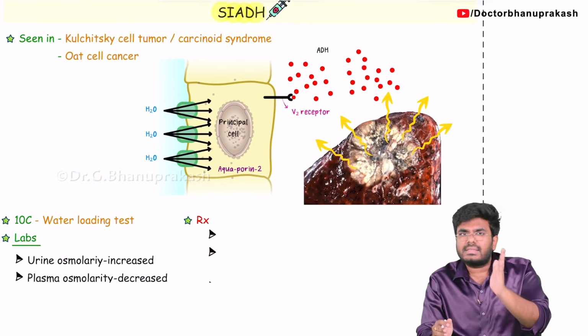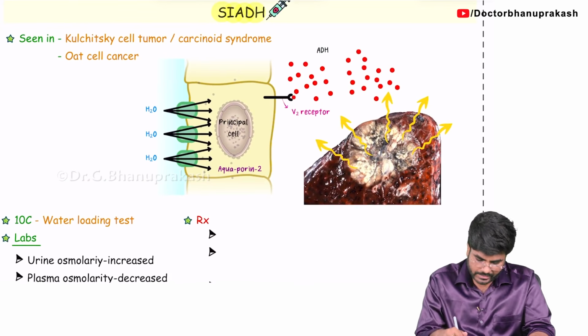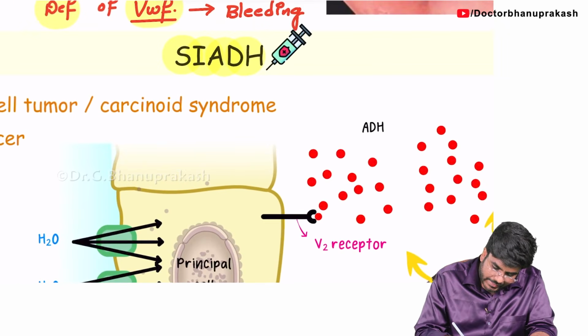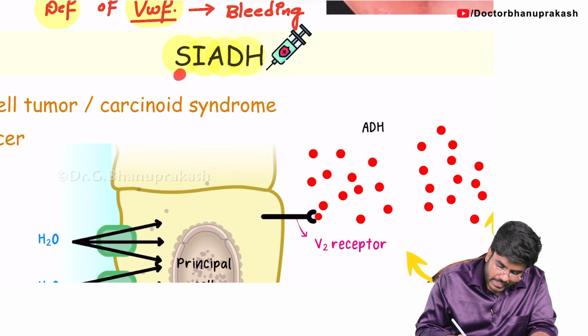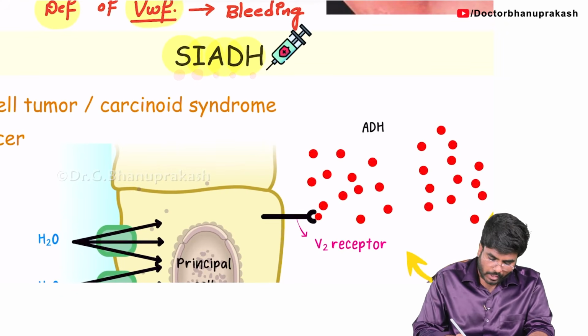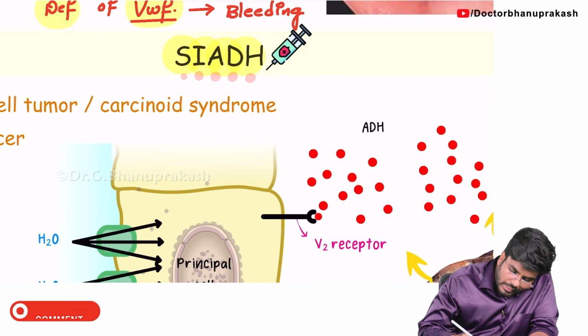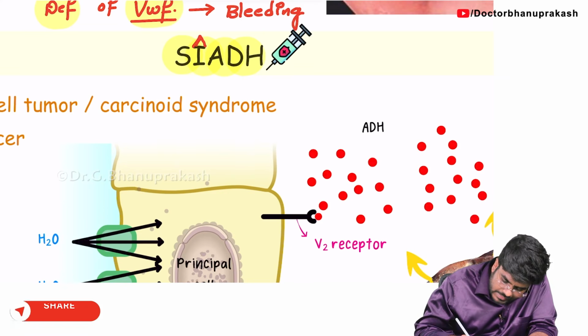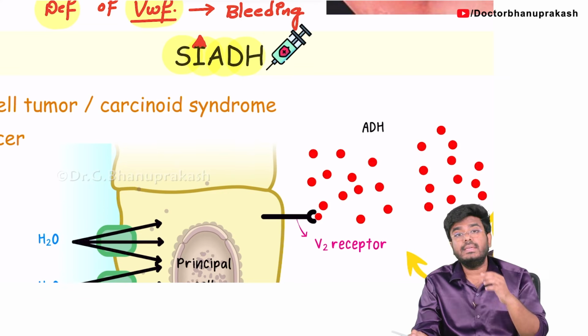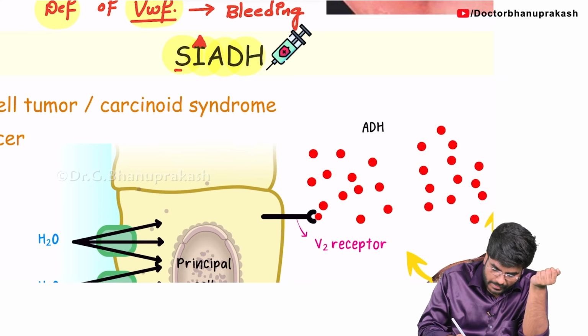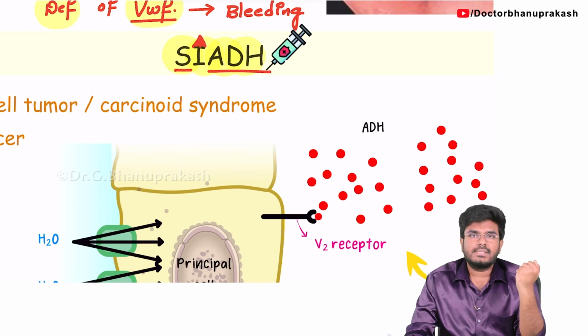Now, let's see what exactly is this SIADH. Exactly opposite. Exact opposite to DI, diabetes insipidus. What is the full form of SIADH? Syndrome of inappropriate ADH synthesis. Syndrome of inappropriate antidiuretic hormone synthesis. You can remember it like syndrome of increased ADH. Okay, syndrome of increased ADH means the syndrome where antidiuretic hormone is increased.